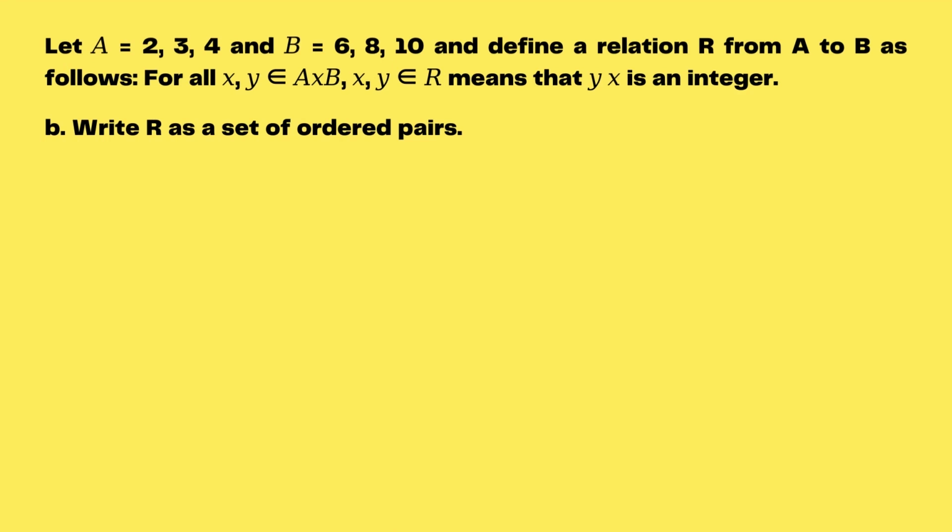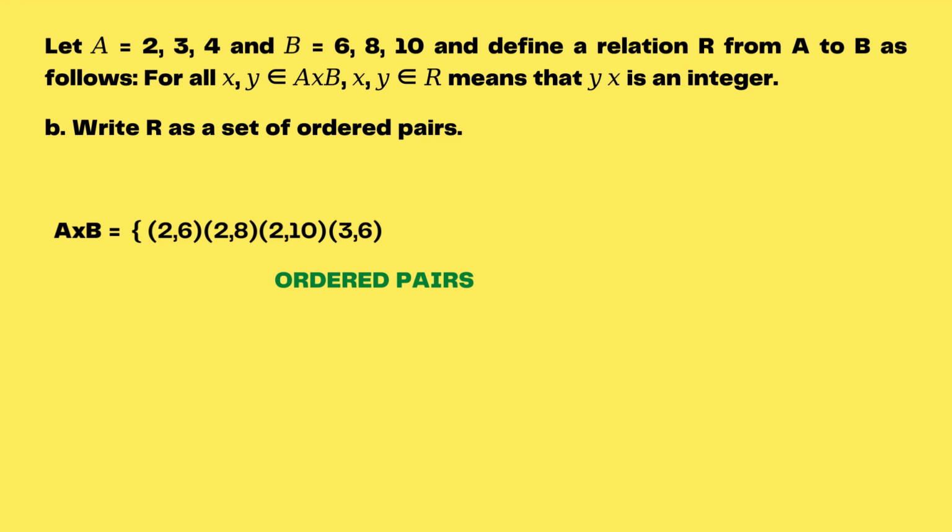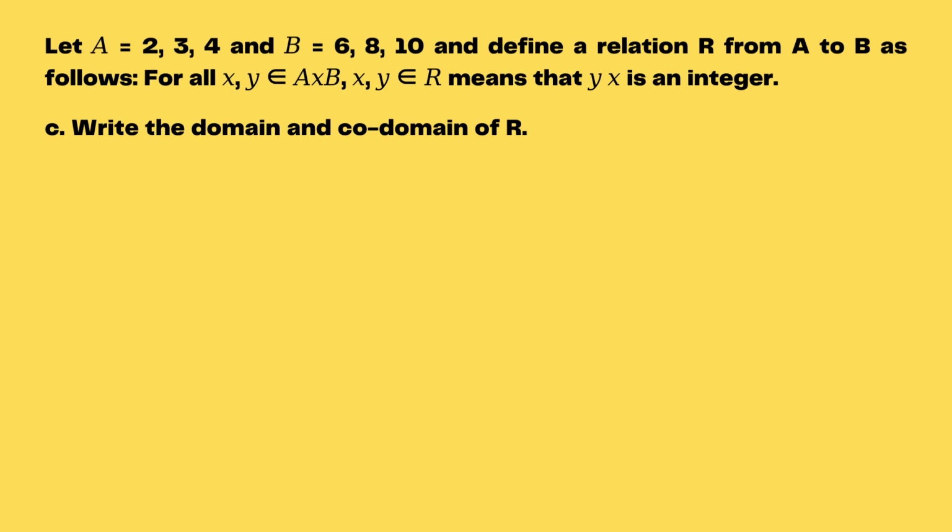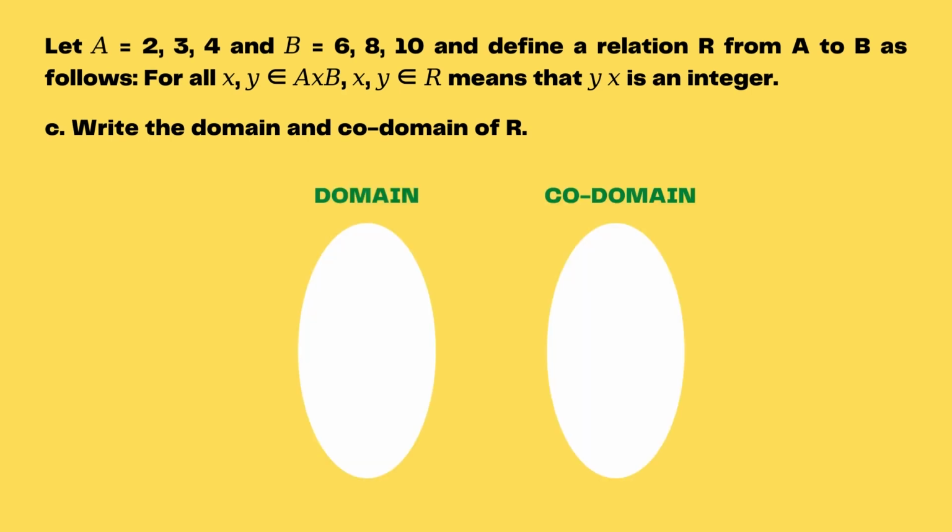Now for letter B, as we have done in letter A, we lay down all the set of ordered pairs, which is (2, 6), (2, 8), (2, 10), (3, 6), (3, 8), (3, 10), (4, 6), (4, 8), and (4, 10). For letter C, we need to write down the domain and codomain. Our domain is set A, which is {2, 3, 4}, and our codomain is {6, 8, 10}.